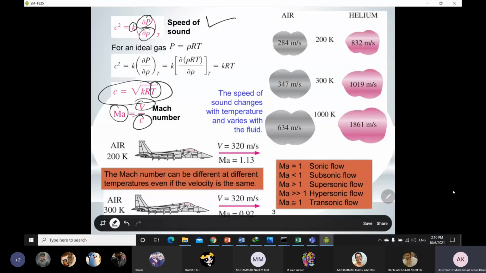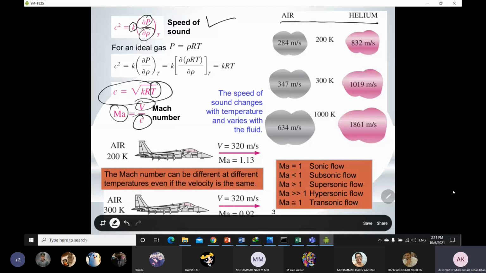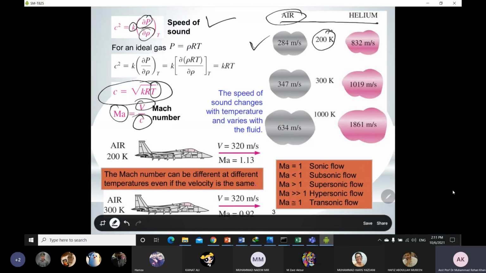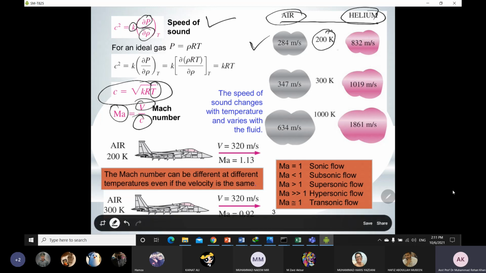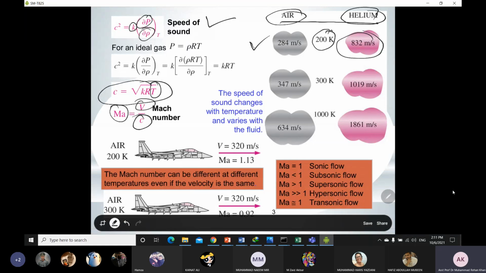And from this figure on your right side, this is just an example of how speed of sound varies in different mediums. For example, in one case there is air, and at 200 Kelvin the speed of sound is 284 meter per second. Similarly, if we have helium at the same temperature, the speed of sound becomes 832 meter per second. So from this example you can easily judge that with the change of medium, speed of sound changes.